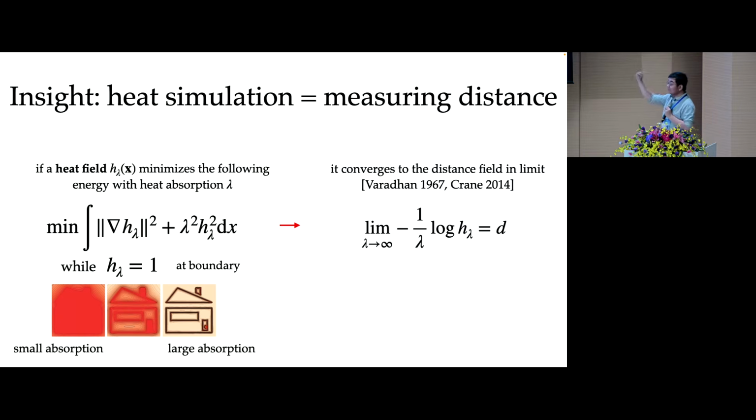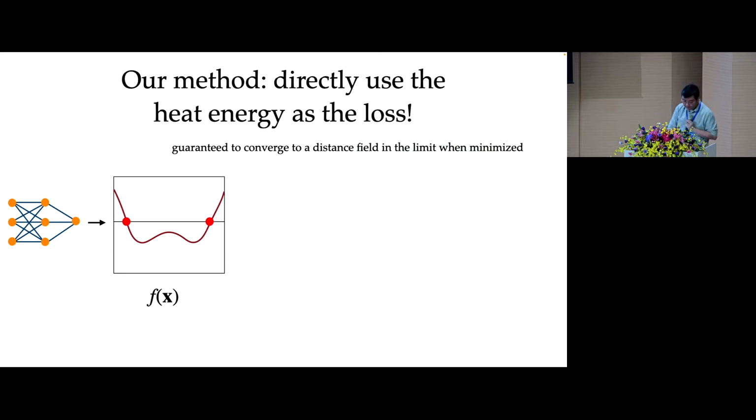And if you satisfy this heat simulation, then when you take the negative log of it, as you increase lambda to infinity, it will converge to the distance field. Okay? And that's the guarantee I was talking about, right? So geometric insights give you these kinds of guarantees.